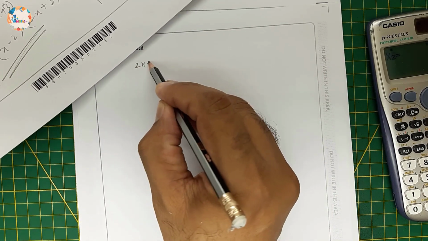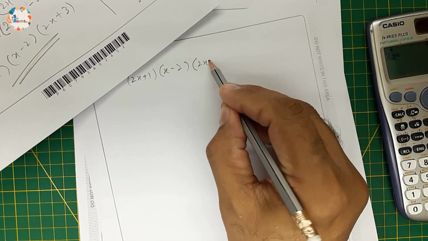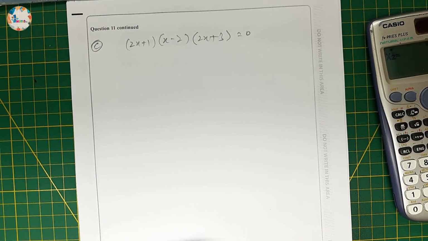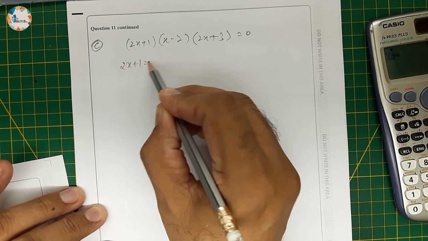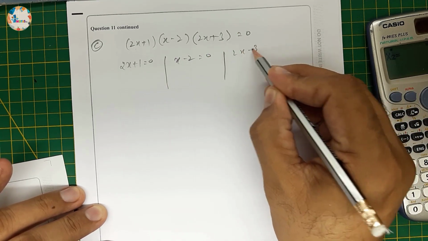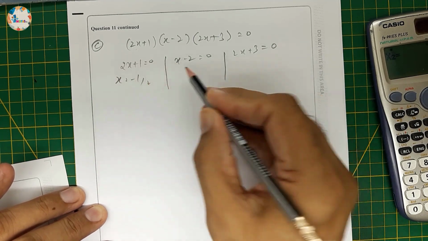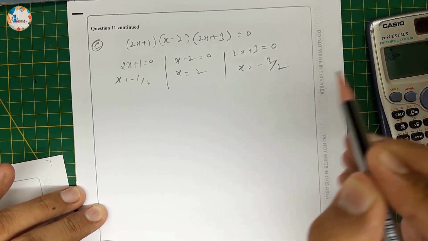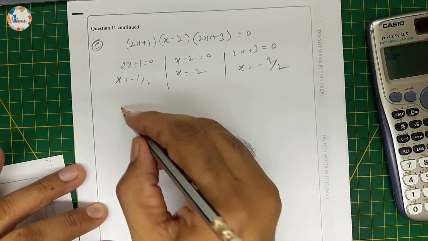So it means (2x + 1)(x - 2)(2x + 3) = 0, and a into b into c is equal to 0. This implies that a = 0: 2x + 1 = 0, or x - 2 = 0, or 2x + 3 = 0. So this implies x = -1/2, this implies x = 2, and this implies x = -3/2.